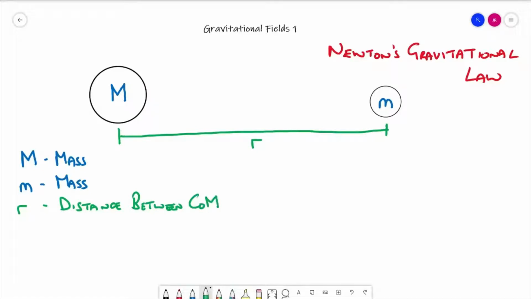Now realistically, when Newton first came up with the law, he did treat the data that he had for the planets as point-like objects. You will have seen a similar approach when we looked at Coulomb's law in electric fields, treating them as point objects. It was okay for Newton, but just to make sure that we understand what we're talking about, we are going to take it as the distance between the centres of mass.